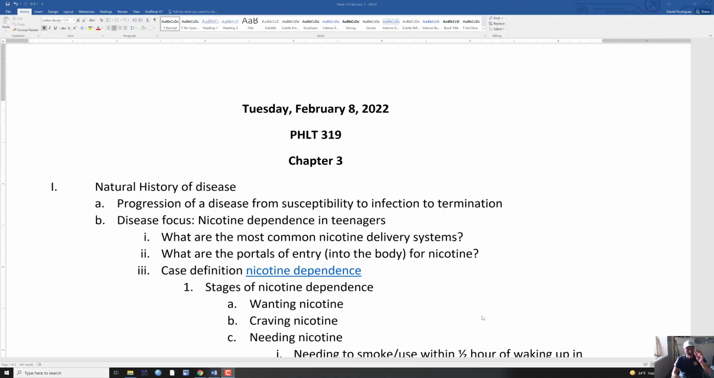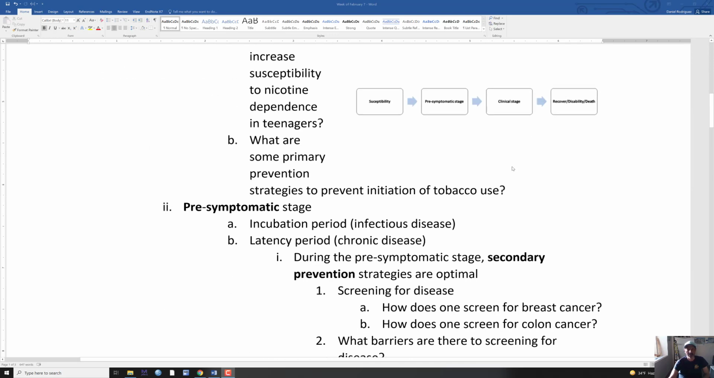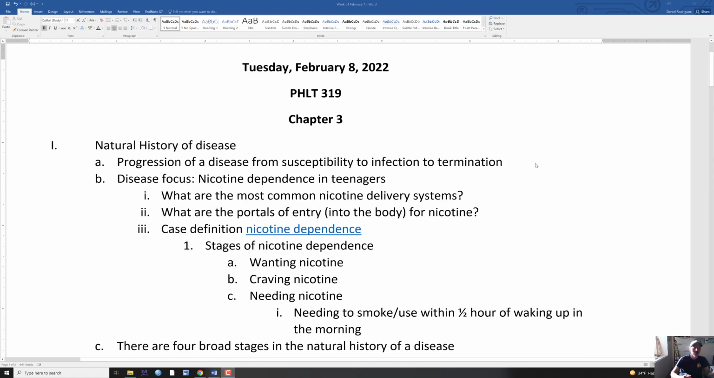Today I'm going to talk about the natural history of disease. Yes, we use that term when we talk about the progression of a disease from its inception to termination. In fact, there's a nice figure here. So I'm going to go in and out of these notes, although you have access to those notes. From susceptibility to the pre-symptomatic stage, to the clinical stage, and to the termination point, which is recovery, disability, or death. So let's go through these, and we'll use an example.